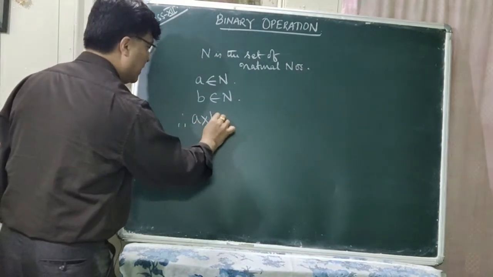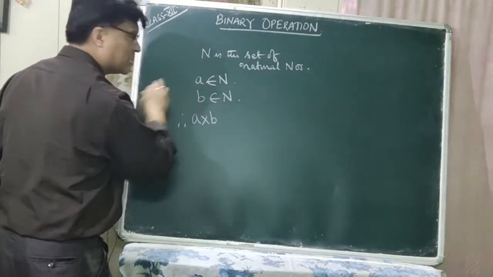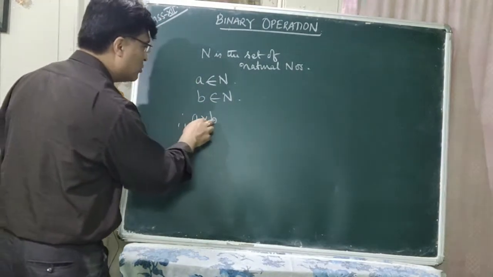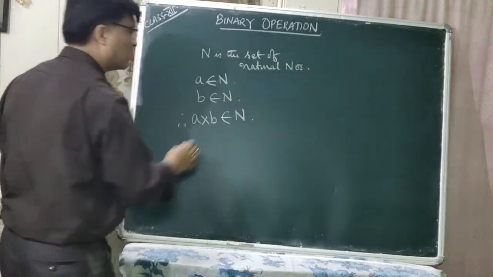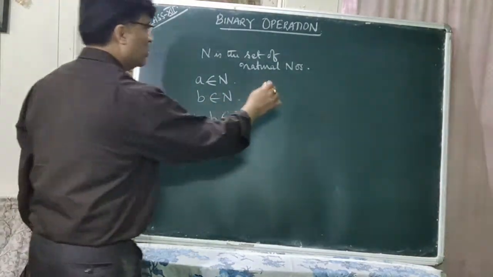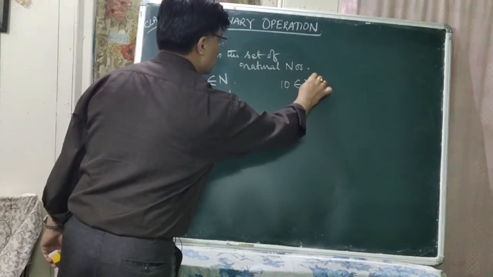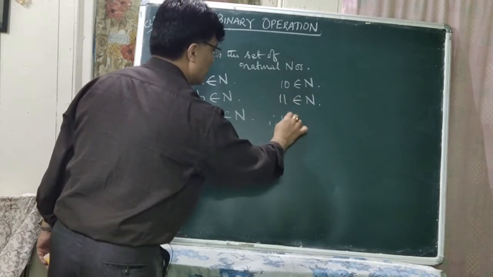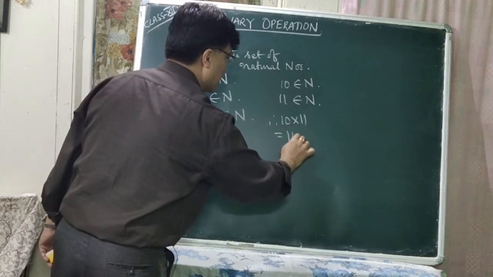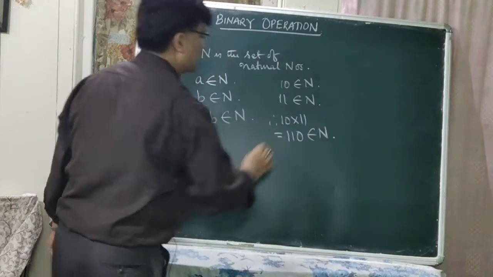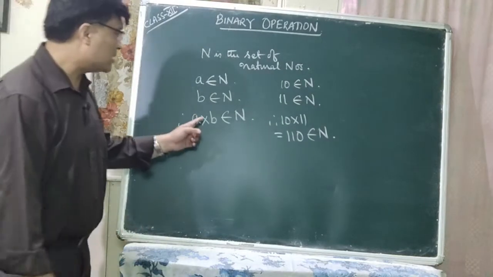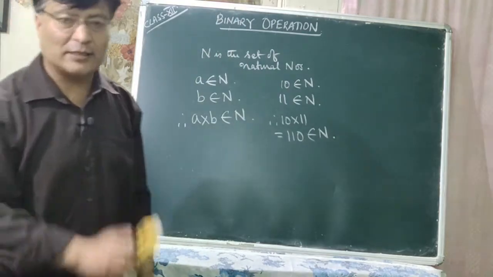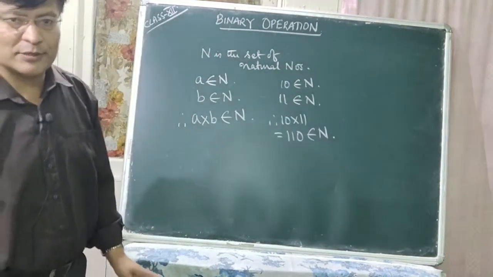So A into B. If A belongs to the set of natural numbers and B belongs to the set of natural numbers, then A into B also belongs to the set of natural numbers, isn't it? You know that 10 belongs to the set of natural numbers and 11 belongs to the set of natural numbers. So their product 10 into 11 is equal to 110 also belongs to the set of natural numbers. So this multiplication operation is a binary operation on the set of natural numbers. So I think you have understood it.